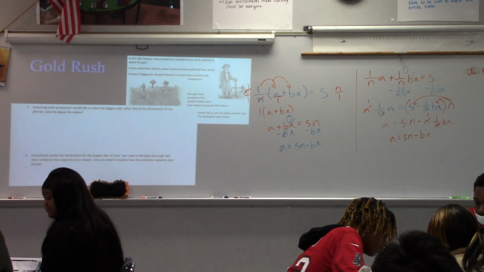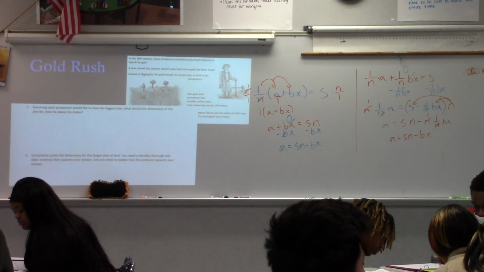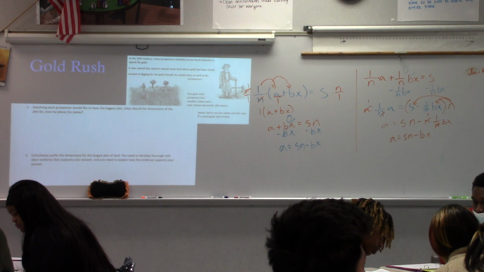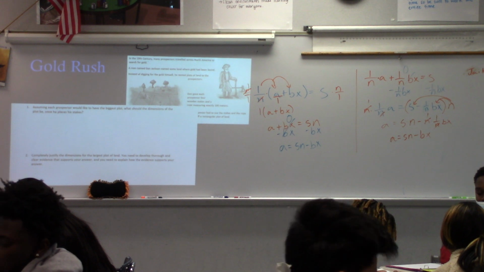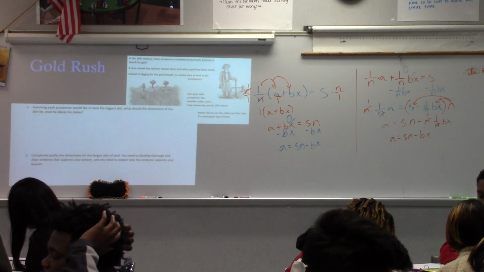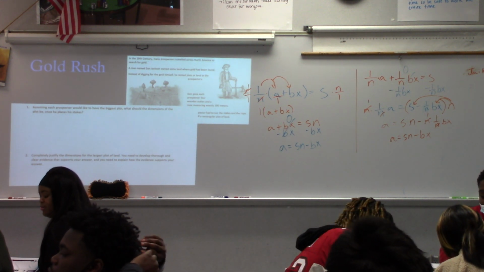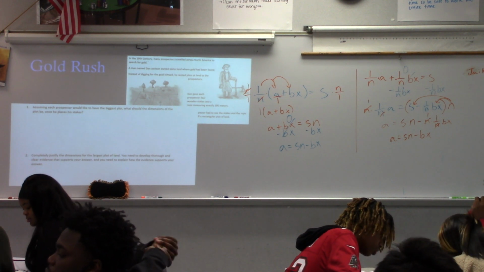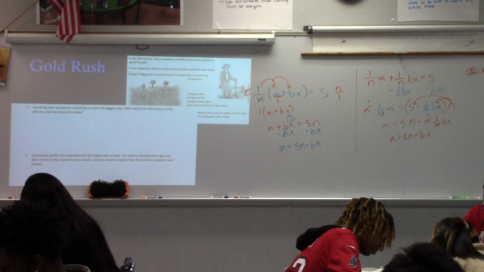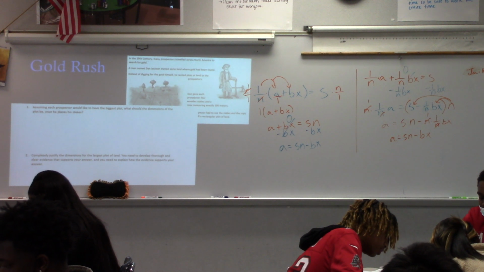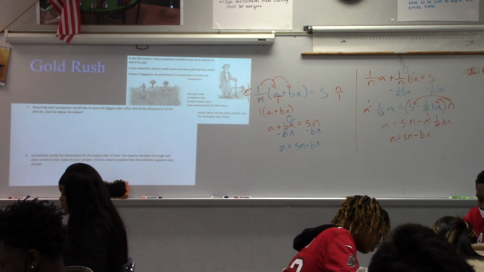There's another way to do this. Work with each other. Alright, so look at your tables while I go check on the other groups. Figure out what the best area is, what the dimensions of the best area are, and justify using that table. Think about other representations we could then use.